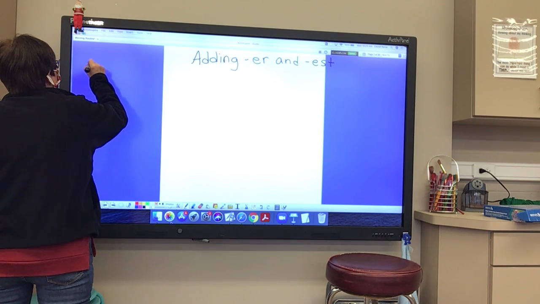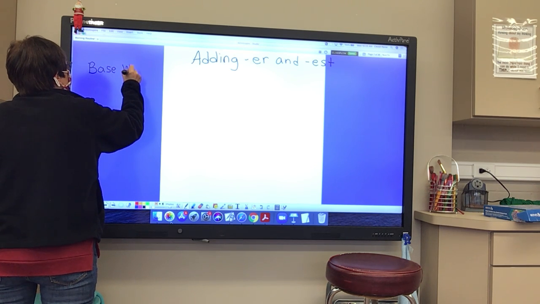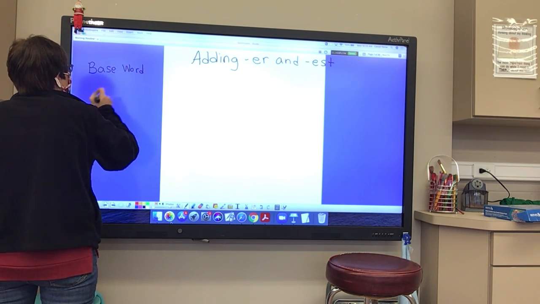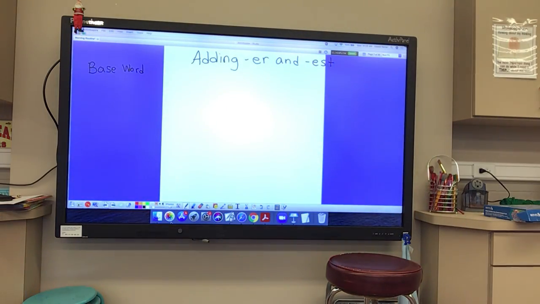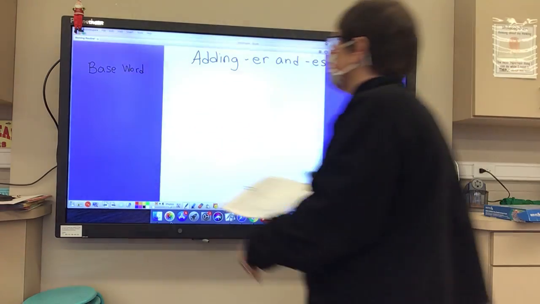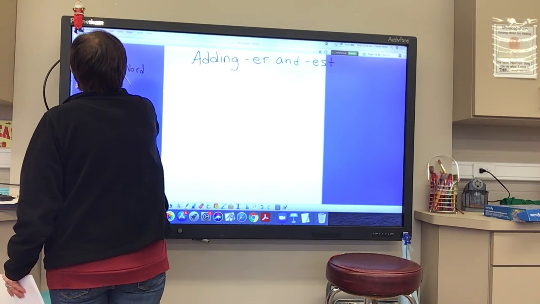So that's going to be our base word. It's going to be between the two first lines. You're going to write base word. Okay? Yeah, that's fine. You want to make sure you leave room. No, that's too far in the middle. You have to go all the way to the left. So we're going to write base word.